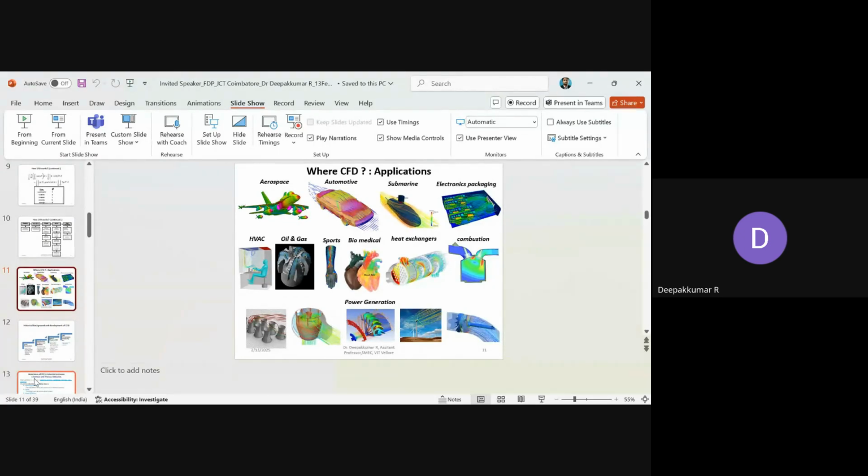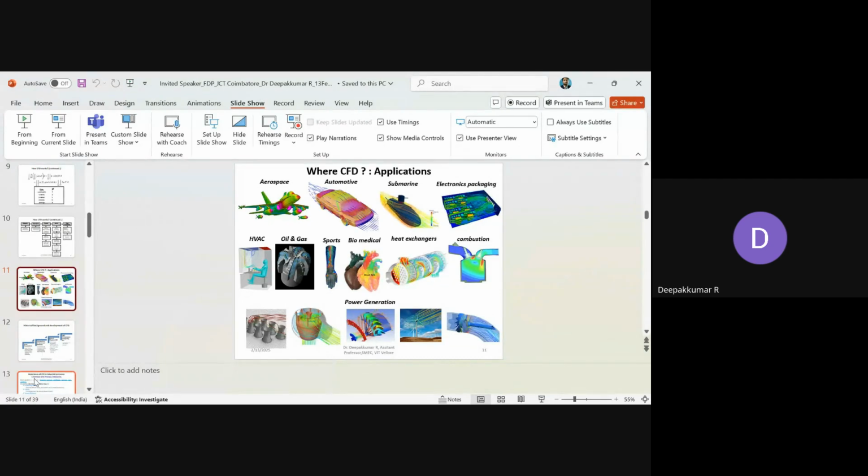Here I have mentioned some industrial applications and other sectors like sports and medical. Mechanical industries like aerospace, automotive, submarine, electronic packaging, HVAC (heating, ventilation and air conditioning), oil and gas, and sports sectors: how to optimize the way of moving our body in swimming, or in cricket or tennis, the racket design and cricket bat design, the ball; you can understand how the ball will spin when you bowl off spin or leg spin.